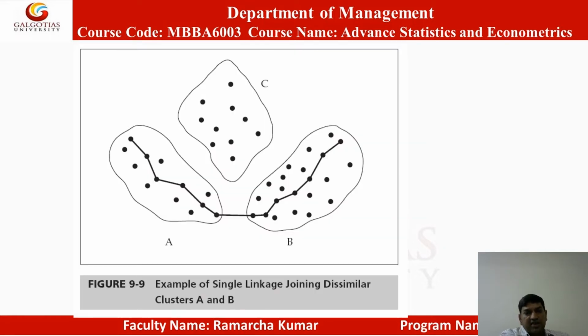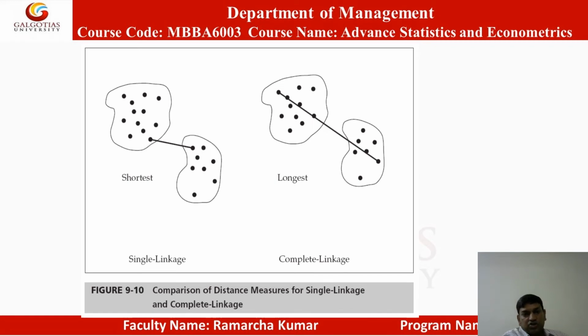So here we have an example of single linkage joining dissimilar clusters A and B. We have shown A, B, and C, and these are examples through which we can say that there are many observations. If you look at the minimum distance between any two, or the maximum, or the average. So shortest is shown as single linkage, longest as complete linkage.